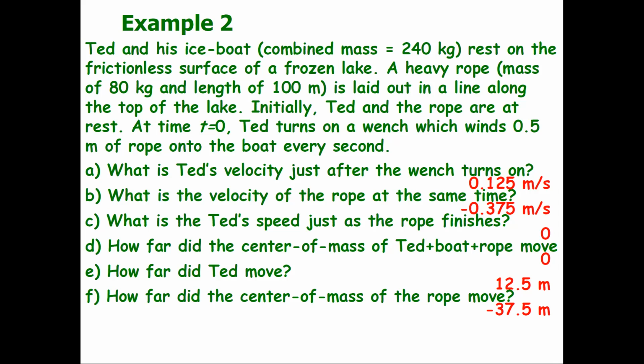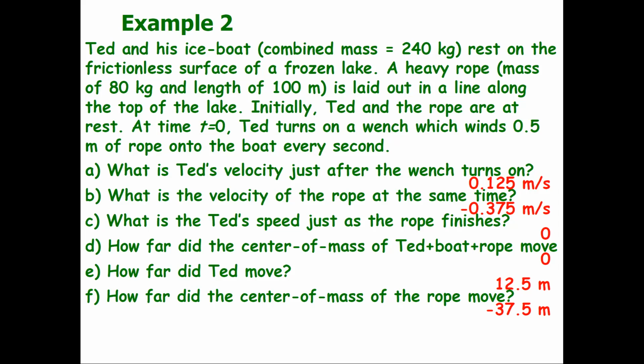So we are saying Ted turns on a winch which winds 0.5 meters of rope onto the boat every second. The tricky part of the question is just the last sentence, which says 0.5 meters of the rope into the boat every second. This means this is relative to the speed at which the boat will be moving.